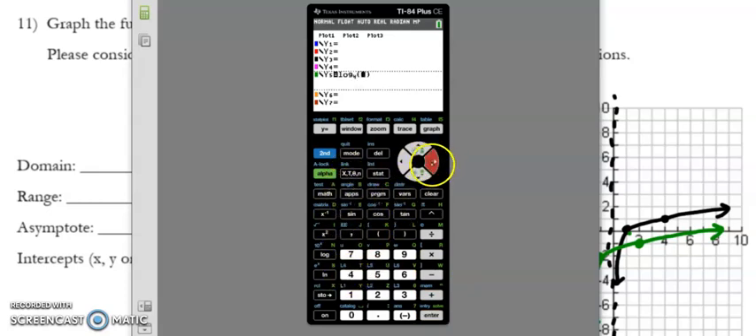This is log base 4, x plus 2, minus 2. There's my graph. And again, be smarter than your calculator. Your calculator just ran out of pixels. It can't show you that this goes all the way down to negative infinity.